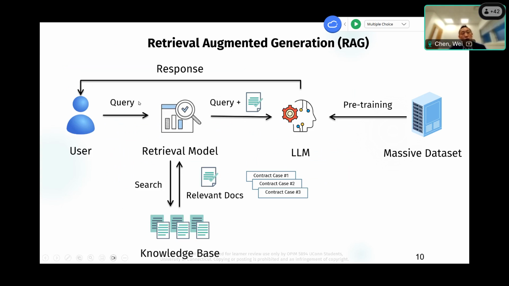So the user is sending a query like what we did in prompt engineering. But before that query hits the large language model, we are going to have a retrieval model in between the user and the large language model. And what happens here with the retrieval model is the query will be sometimes expanded, sometimes used as a vanilla term to search for relevant documents from the knowledge base.